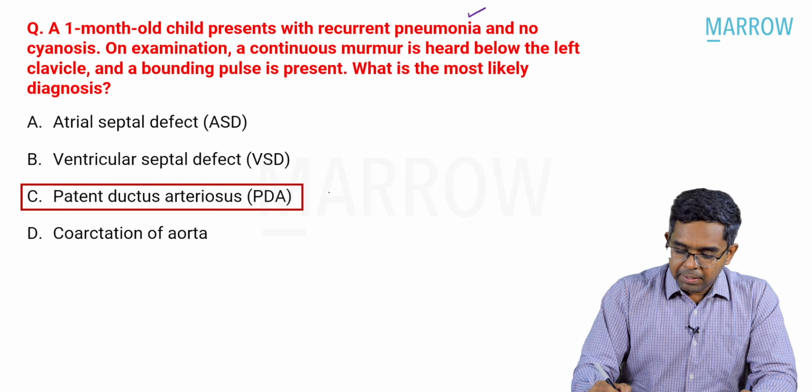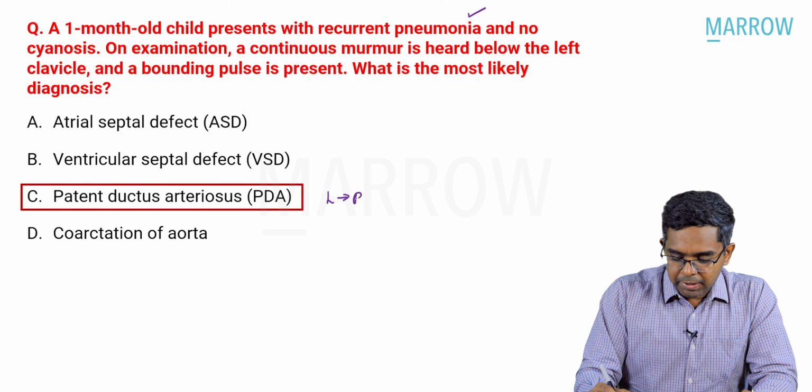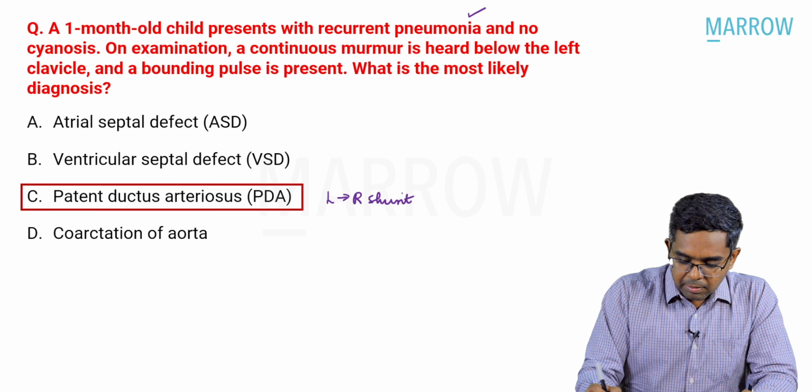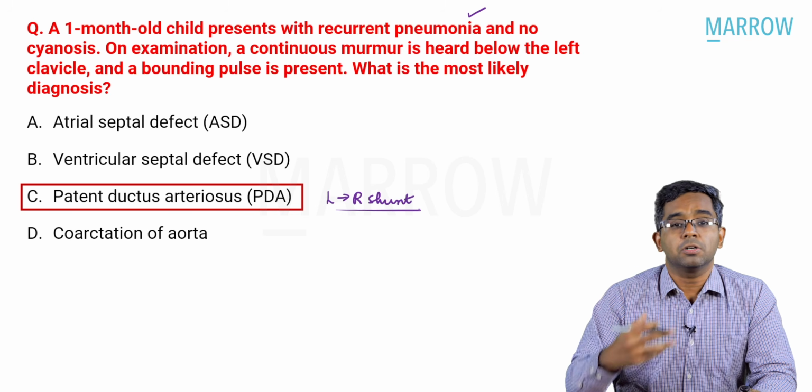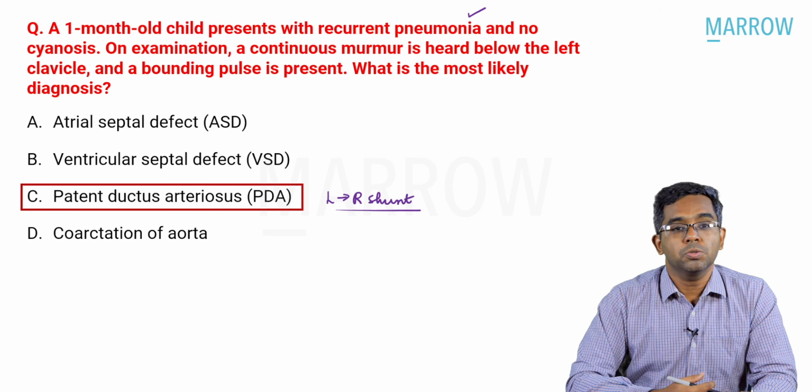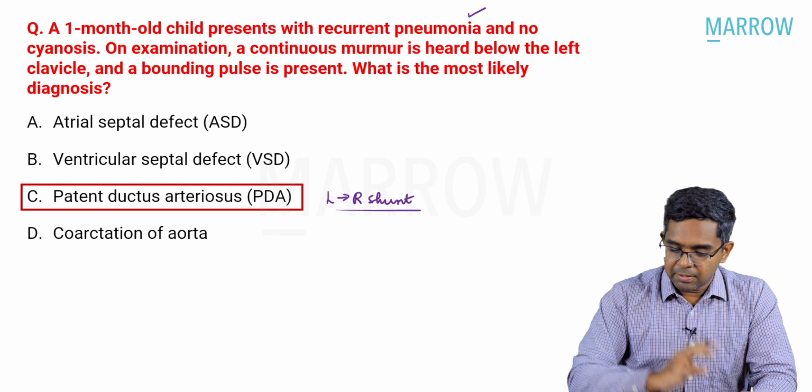Now, why should there be recurrent pneumonia? Because PDA is classified under left to right shunt, which results in pulmonary congestion, and because of the pulmonary congestion, it predisposes to recurrent pneumonia. So that is the reason for recurrent pneumonia.